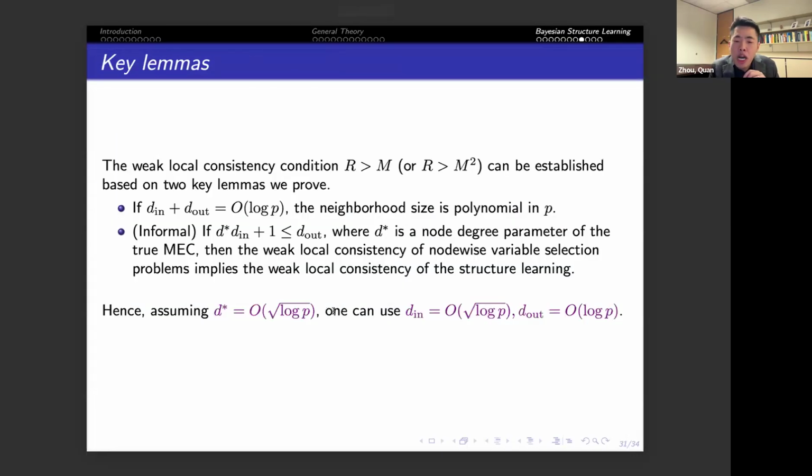And we found that the key condition we need on the sparsity parameters is that we want to require the in-degree constraint to have this order, say the square root of log p. So it can go to infinity, but it cannot grow to infinity very fast. Actually, it can only grow to infinity at a very, very slow rate. And for the outer degree, it can take this order, say the log p. And for the true data generating DAG, its node degree also needs to satisfy this order, say the square root of log p.